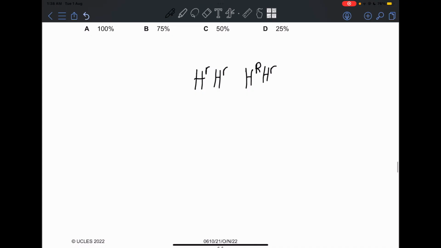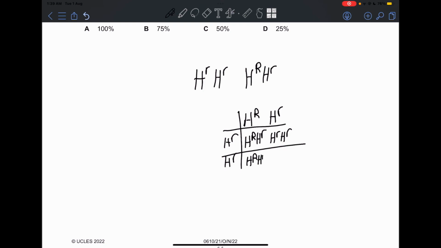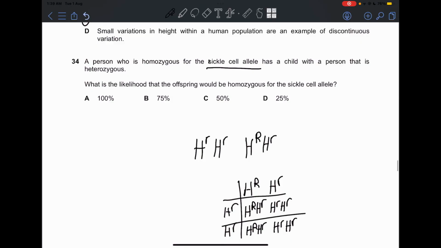We're going to be crossing just like I did in another question, with the Punnett square. I'm going to be adding the genotypes over here and the genotypes again over here. We're going to be crossing. This is going to give me a heterozygous. This is going to give me a homozygous recessive. This is going to give me a heterozygous, and this is another homozygous recessive. So we have a 50% chance that it's going to be homozygous for the sickle cell allele. So our answer is going to be C, 50%.